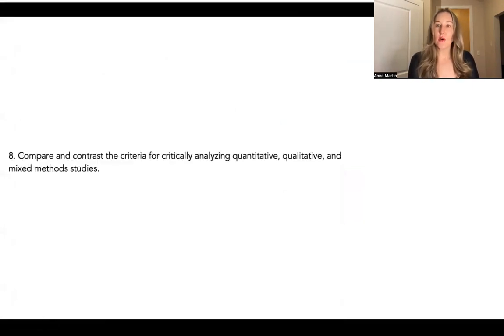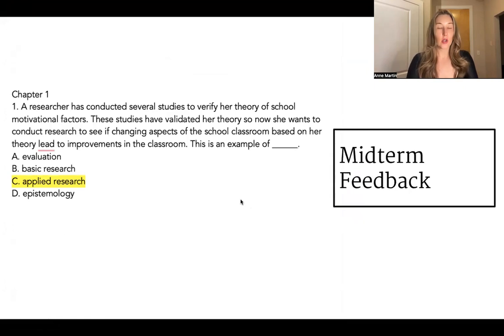Okay, so let's go through some of the questions from the midterm that were most commonly missed. I'll start with number 1. Number 1 was from chapter 1 about types of research. So we have evaluation research, basic research, applied research, and then epistemology, which is not a type of research, but rather a branch of philosophy.